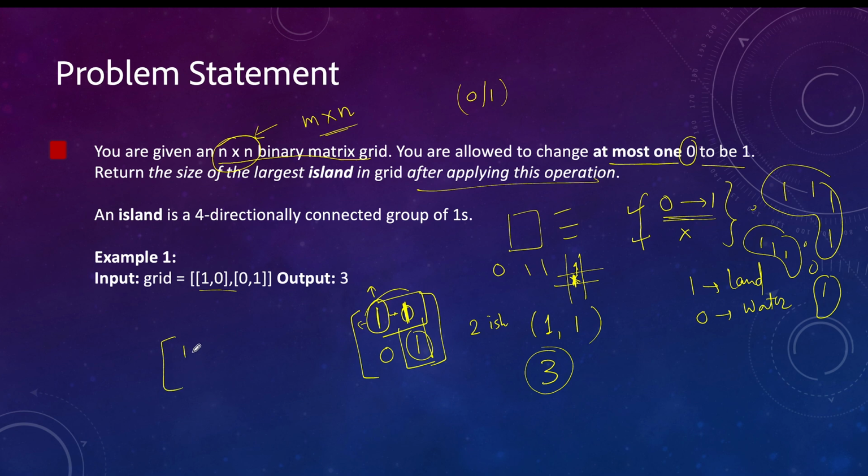But let's say we have 1 1 1 1. In this case all are already 1, so we cannot convert any 0 to 1. So in this case it's already 4, and this is the largest possible size. So how can we solve that? Let's see.